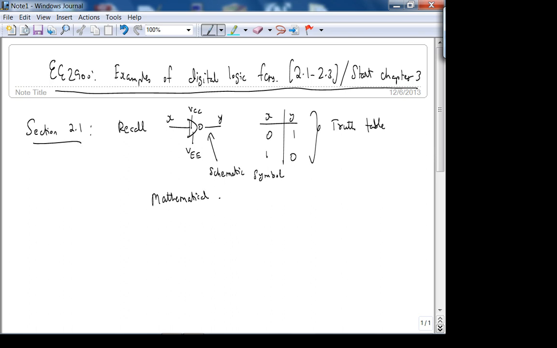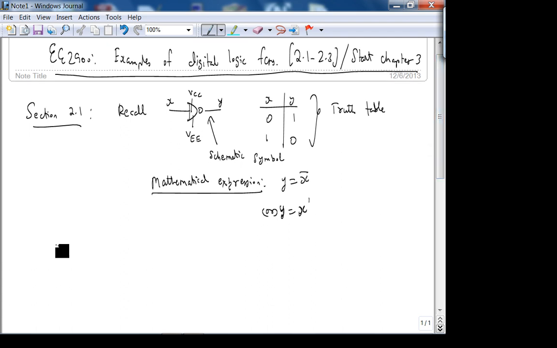I forgot, there are two main expressions or notations. I forgot which one your book uses. There is y equals x bar or y equals x apostrophe. Whatever, I'll use either of these interchangeably. I think your book uses the first one. I'm not sure. Doesn't matter. It's notation.